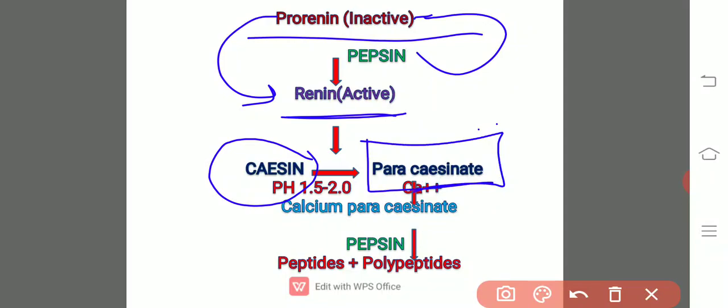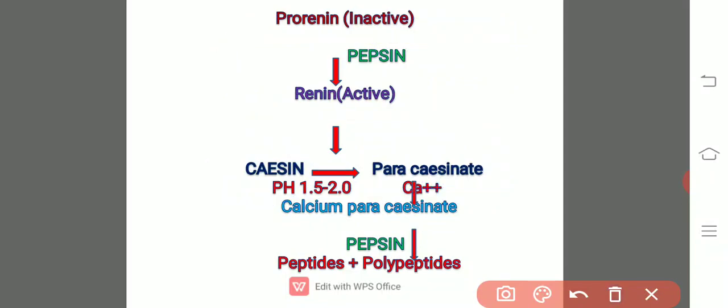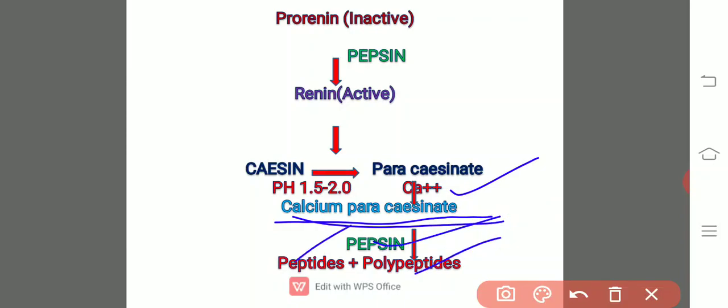For example, whenever a child is fed with milk, after 5 to 10 minutes, if you disturb him, he tends to vomit, not the milk but a material which looks like curd, that is nothing but the paracaseinate. The optimum pH for this is also 1.5 to 2. This paracaseinate, in the presence of calcium ions, gets modified into calcium paracaseinate. This calcium paracaseinate in the children is digested again by the pepsin enzyme into polypeptides and peptides.